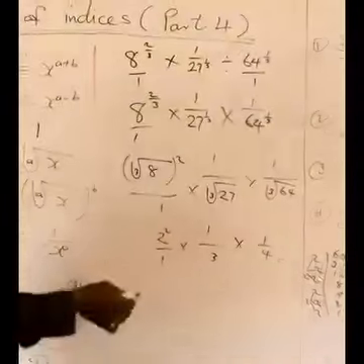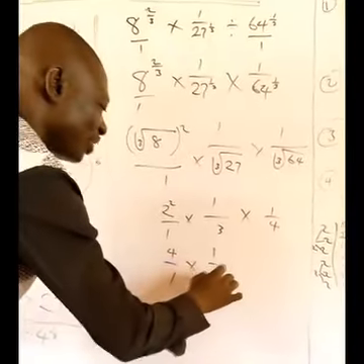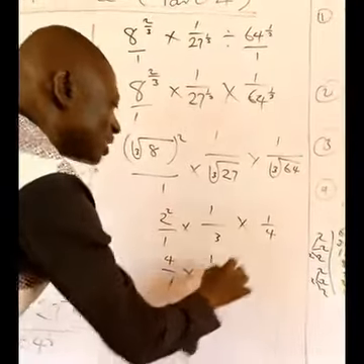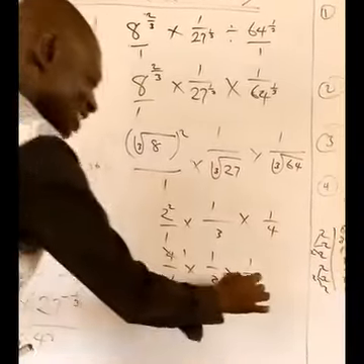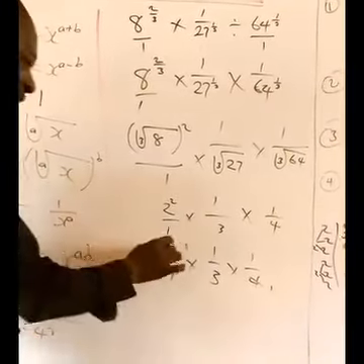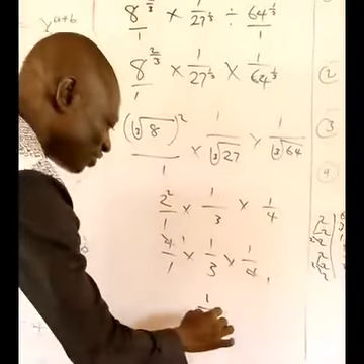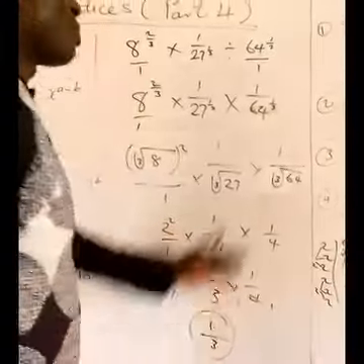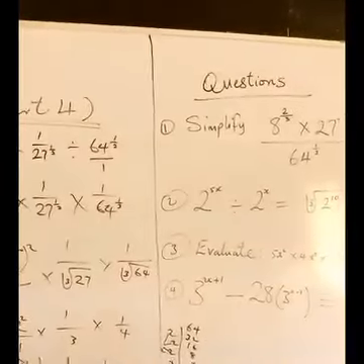And now we have it as 4 over 1 times 1 over 3 times 1 over 4. It is very wise to just divide the 4 by 4 to give us 1 here. And we have 1 times 1 times 1 giving us 1, over 1 times 3 times 1 giving us 3. The correct answer to question number 1 is 1 over 3. I hope it is very nice. Alright, if you understand, let us move to question number 2.